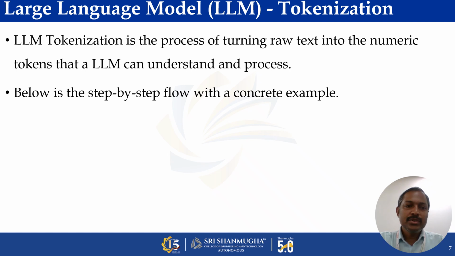Next, we are going to see a little bit about tokenization. A large language model has two important things, tokenization and transformation. Here we are going to discuss tokenization in a little more detail. LLM tokenization is the process of turning raw text into numeric tokens that an LLM can understand and process. So what steps happen within the tokenization process?